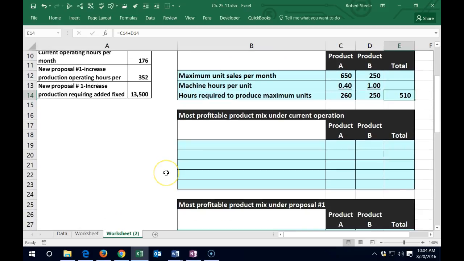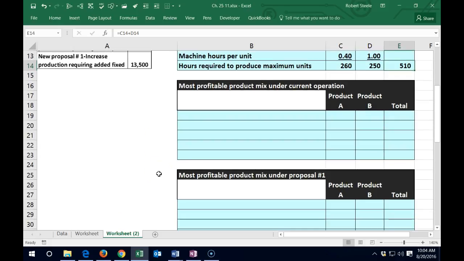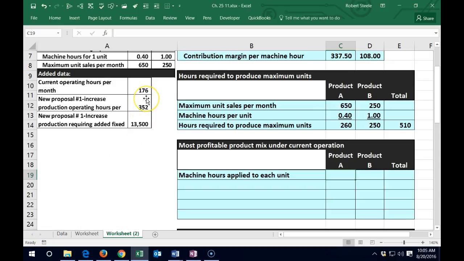So now we're going to look at the most profitable product mix under the current operations. Okay, so we're going to start off with the hours for each unit. Based on this analysis, we're going to apply the full 176 that we have right now all to product A, because of this calculation up here. We have 260 that we could apply there to get to the maximum that we could produce, and we want to produce all of product A before we move to product B. Therefore, nothing for product B. That's all we're going to produce at this time.